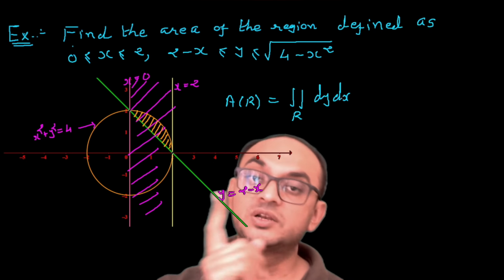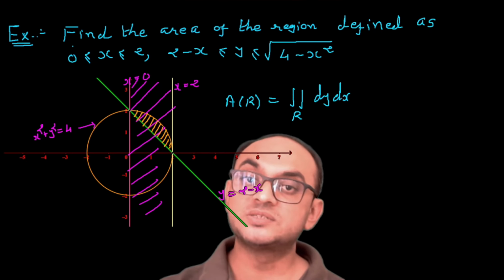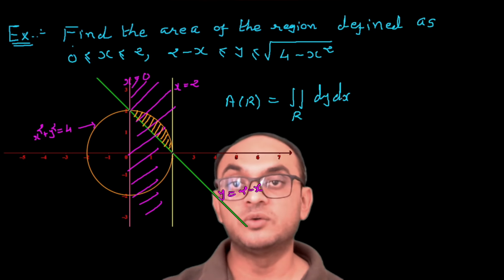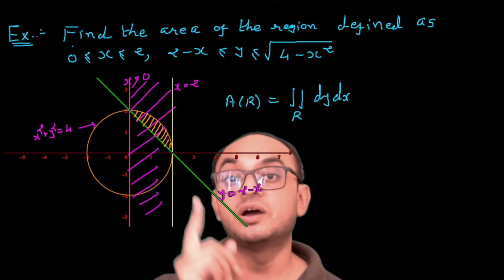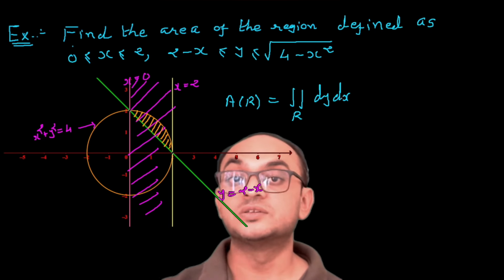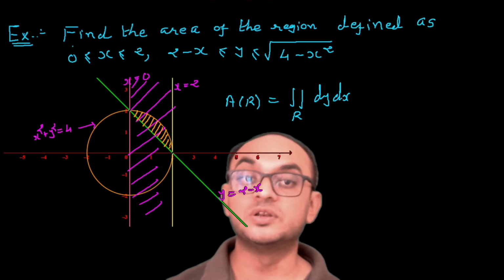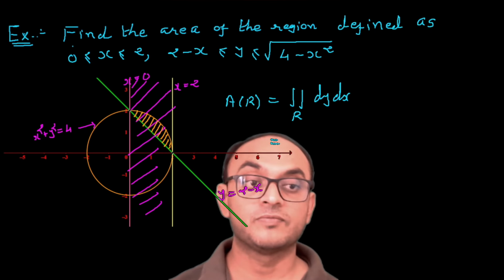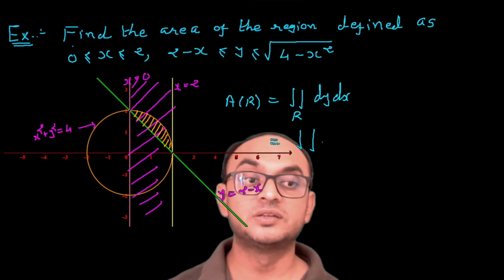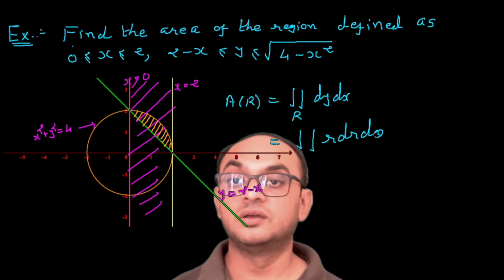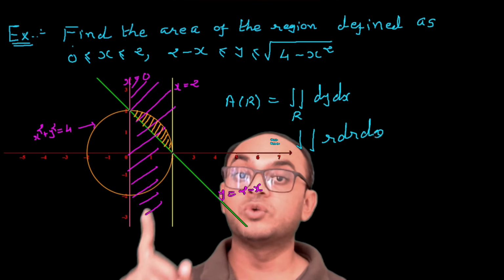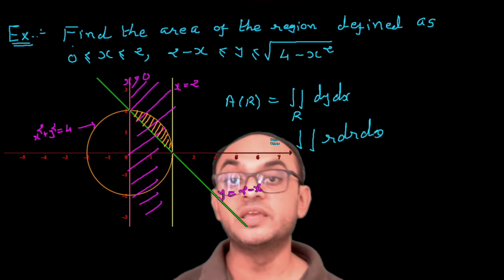When we convert dy dx into polar coordinates, x equal to r cos theta, y equal to r sin theta, then dy dx becomes r dr d theta. So this is equal to the double integral of r dr d theta. What I have to do? First I have to write what is my r, my radius.